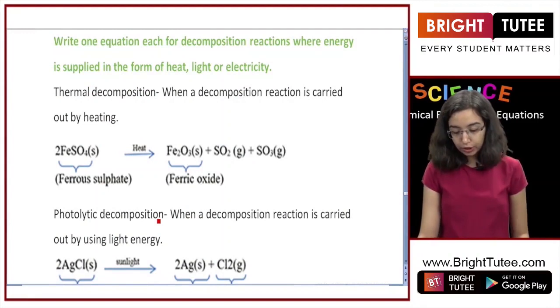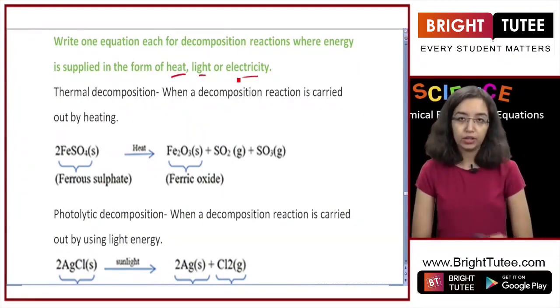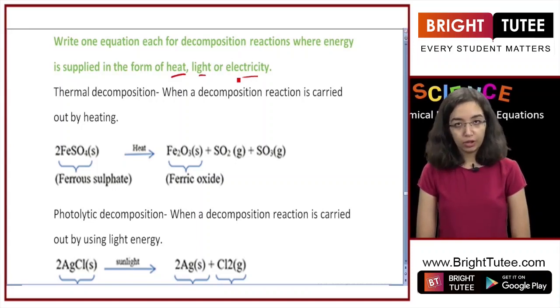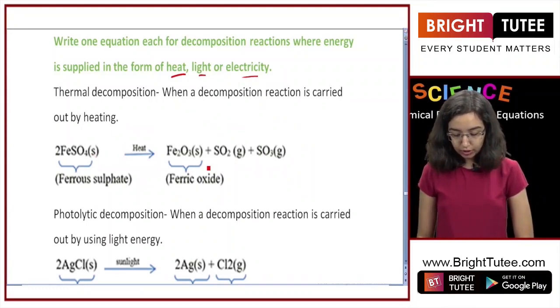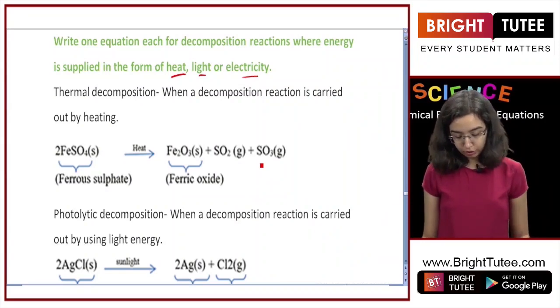Write one equation each for decomposition reactions where energy is supplied in the form of heat, light and electricity. We already covered this in the chapter, but let's just review it. So one process of heating can be heating of iron sulfate to release iron oxide, SO2 and SO3. It is a thermal decomposition.